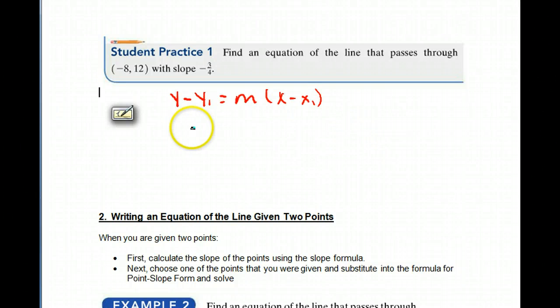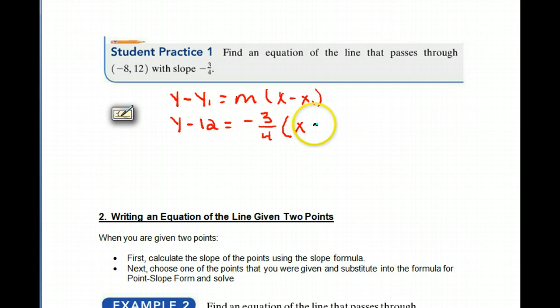Okay, at this point you should be ready to go over your answer with me. You should have plugged in a 12 for y1. Our slope was negative 3/4, and then we're going to have x minus negative 8. Minus a negative will turn into a positive, so I'm just going to go ahead and write that as a positive right now.